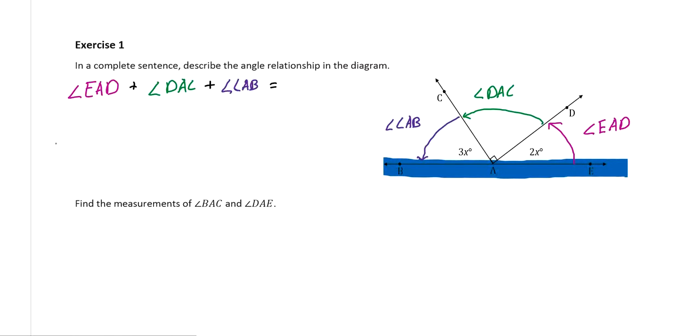So I'll say these three angles are on and complete, because it makes it all the way from facing one direction to the complete opposite direction, line BAE.